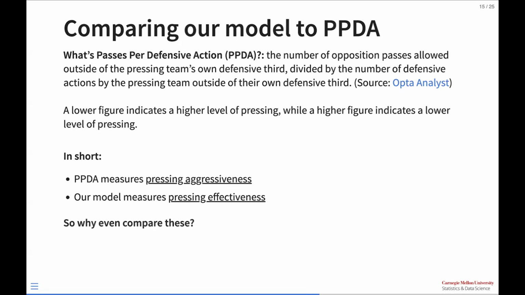Now, is there even a point in comparing this? Because they don't measure the same thing. Yes, they measure a press, but not in the same way. One measures aggressiveness, one measures effectiveness. But I'm comparing this because think about the number of goals scored and the number of shots taken. If you plot a chart of the number of shots a player takes and the number of goals they score in a season, you see a positive correlation because the more shots you take, the more likely you are to score. So the idea of comparing this is to see if there's any correlation between PPDA and our pressing effectiveness metric.